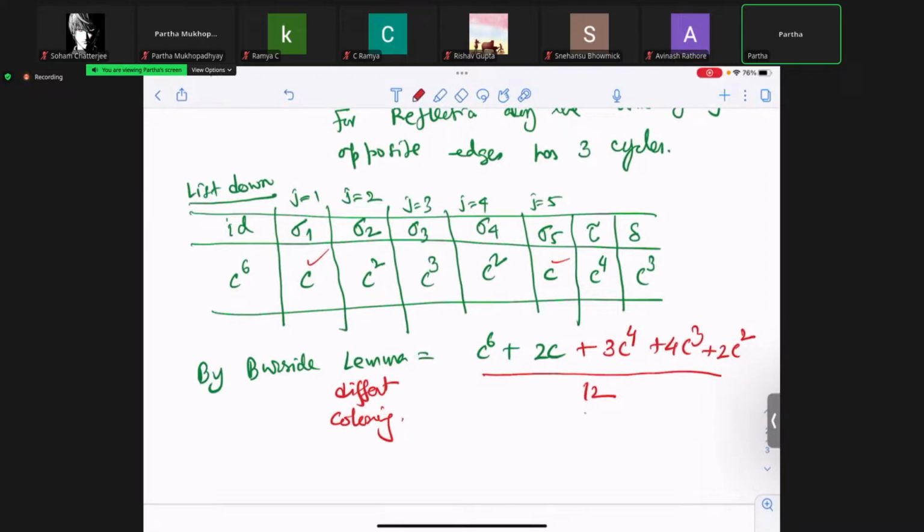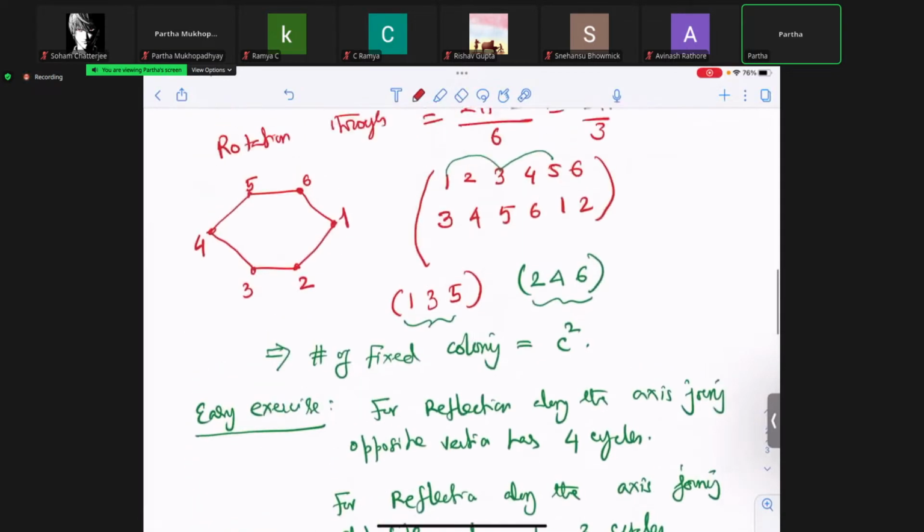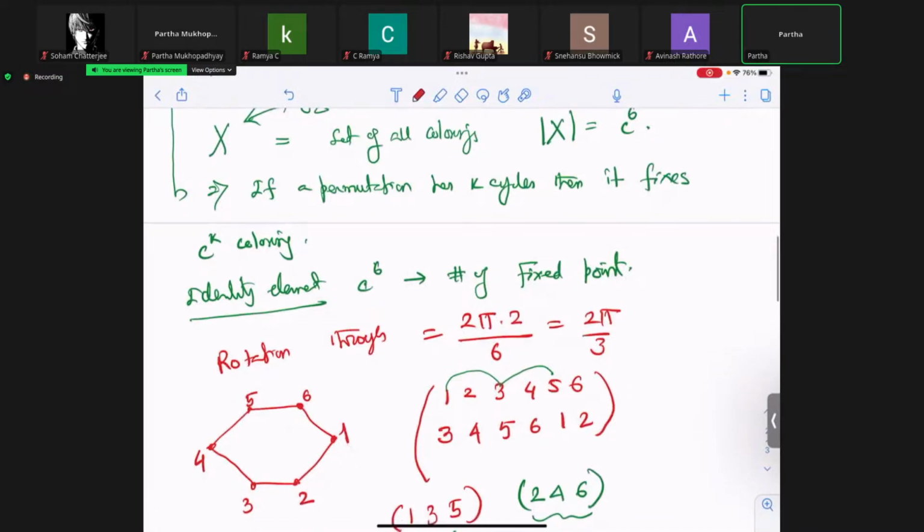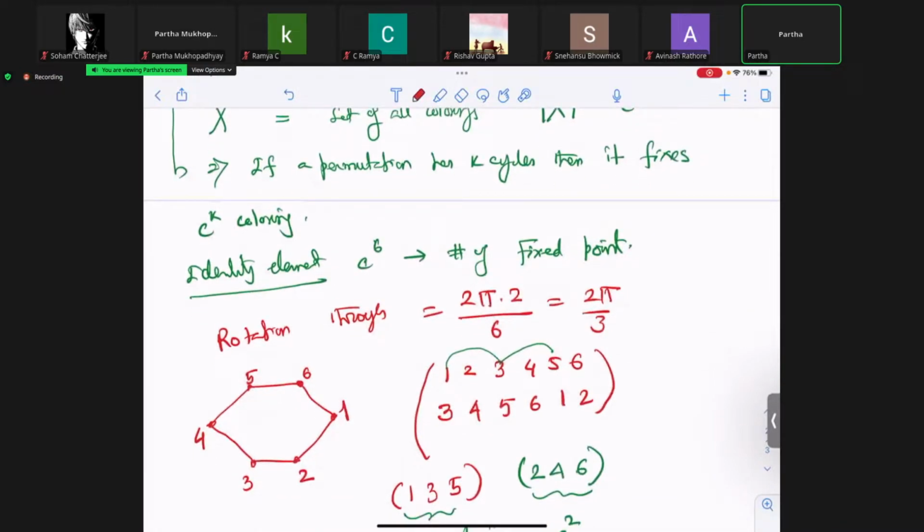So this was one example I could not finish in the last class. As we discussed, we will not go to Polya's counting theorem because there is not much time left for the course now. I guess this was what I wanted to do today. After that, we will start the next topic.